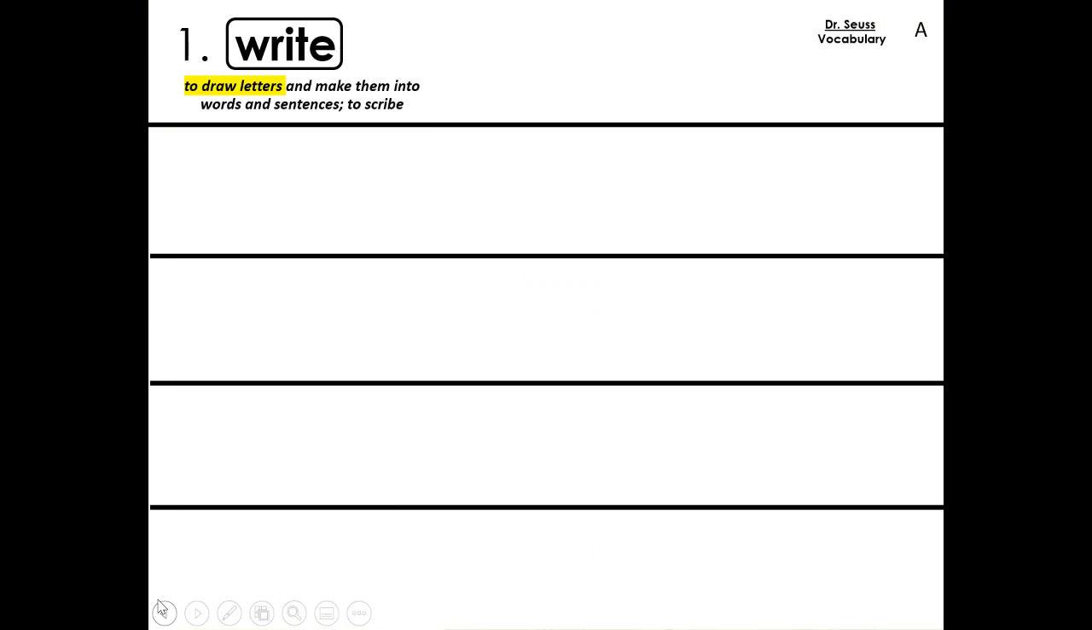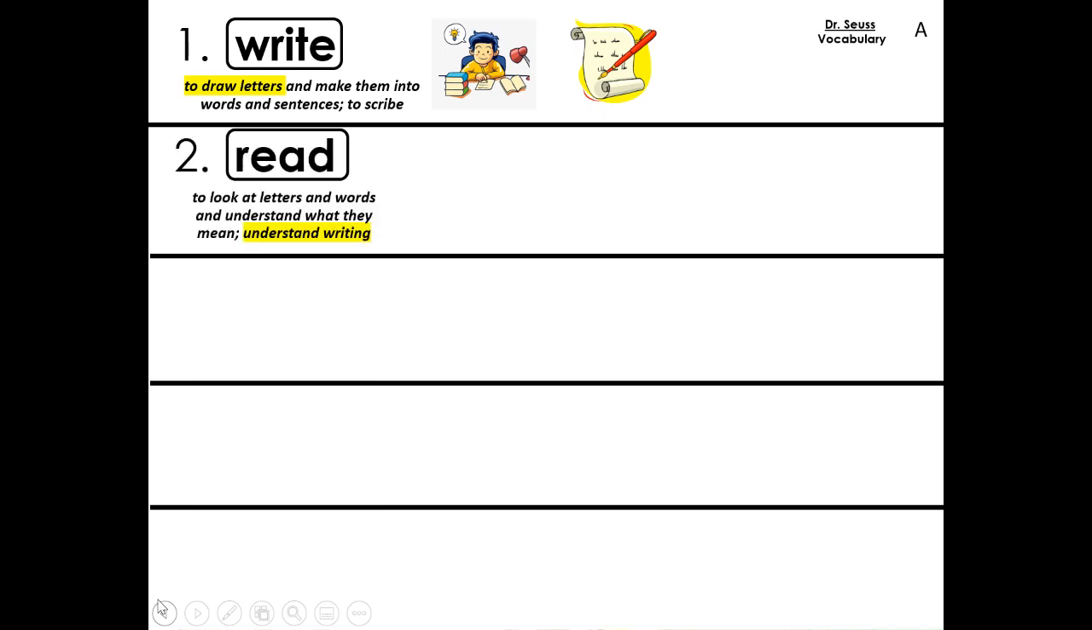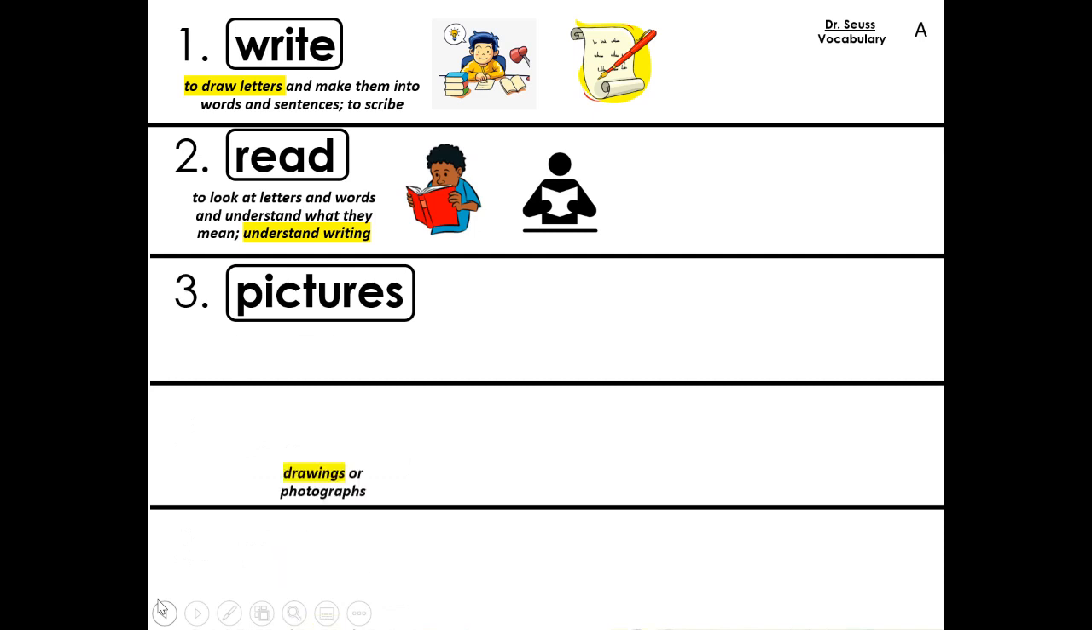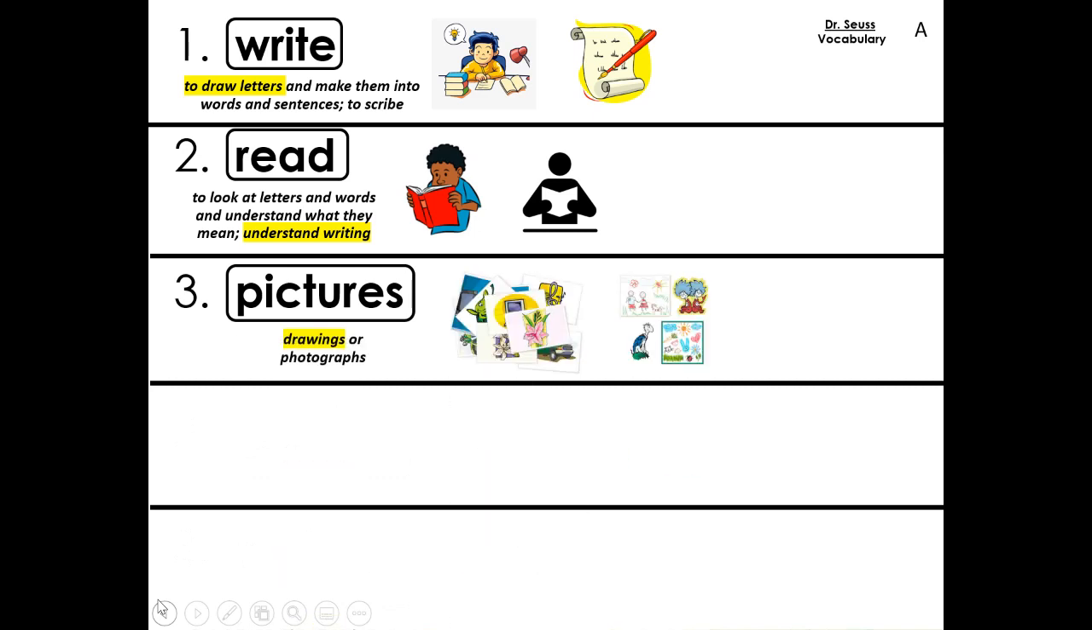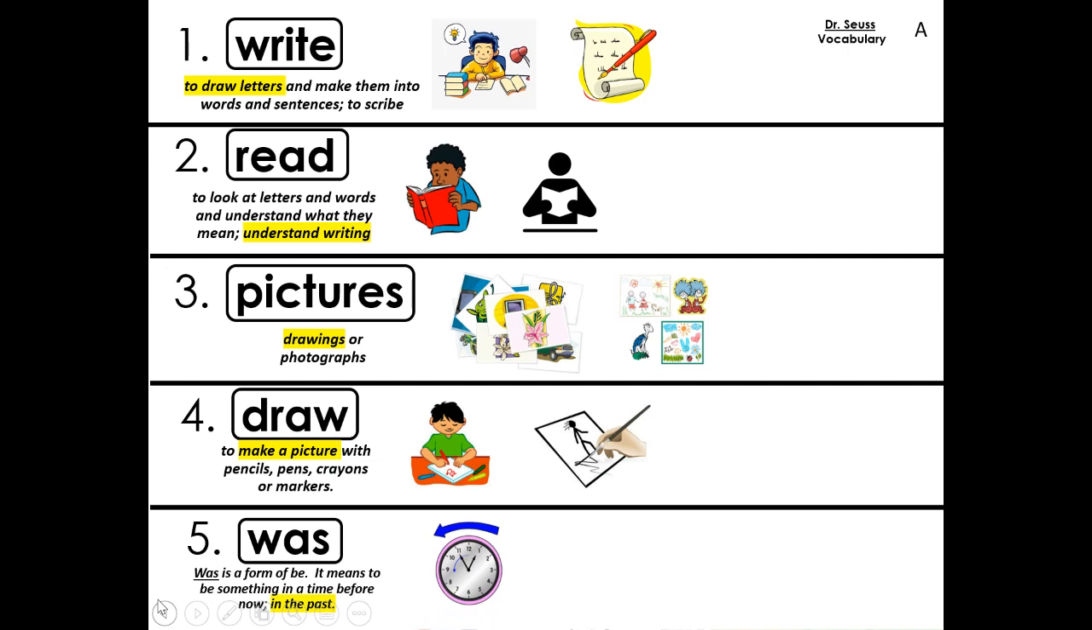Number 1 is write, to draw letters and make them into words and sentences, to scribe. Number 2, read, to look at letters and words and understand what they mean, understand writing. 3 is pictures, drawings or photographs. 4 is draw, to make a picture with pencils, pens, crayons, or markers. Draw. Number 5 is was. Was is a form of be. It means to be something in a time before now, in the past.